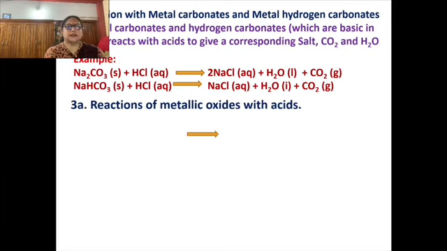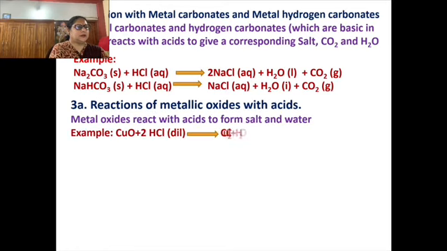Next it is the reaction of metallic oxides with acids. Metallic oxides are basic in nature. So if we add acid to a metallic oxide, then again there is formation of salt. Say for example, copper oxide: copper is the metal, and copper oxide is the metallic oxide. It reacts with hydrochloric acid and forms a salt, CuCl2, plus water. That means it is like your acid-base reactions.